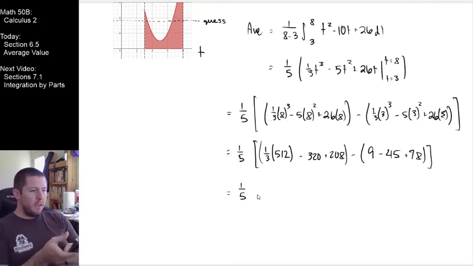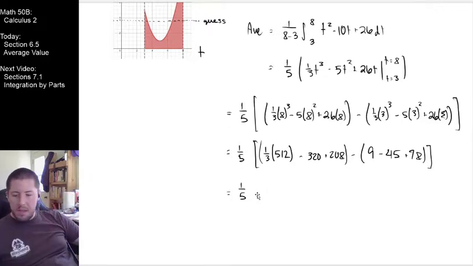Yeah, let's go to our calculator for this guy here. I am looking at 512 over 3 minus 320 plus 208 minus 9 plus 45 minus 78. And I am getting as my answer here 50 thirds for all that stuff that's on the inside right there.